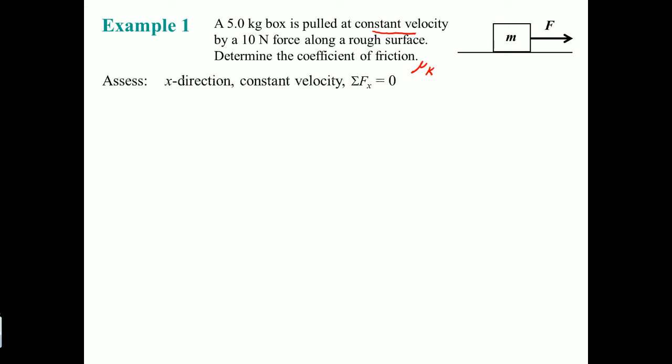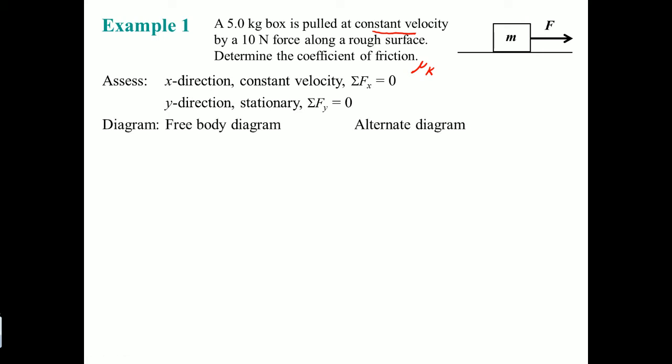So in the x direction, we say it has a constant velocity. So F, the summation of the force in the x direction equals 0. Then we saw that it is also 0 in the y direction. The object is not floating up or down. Now we look at the diagram. The free body diagram, all the forces are balanced because the object's at a constant velocity.